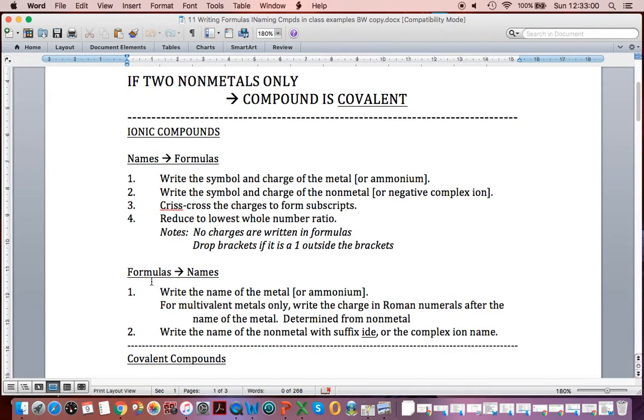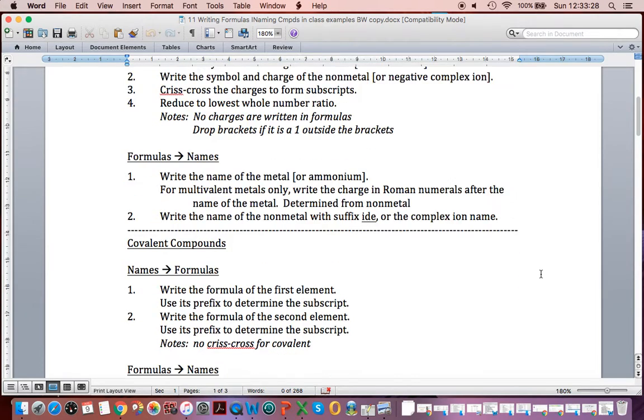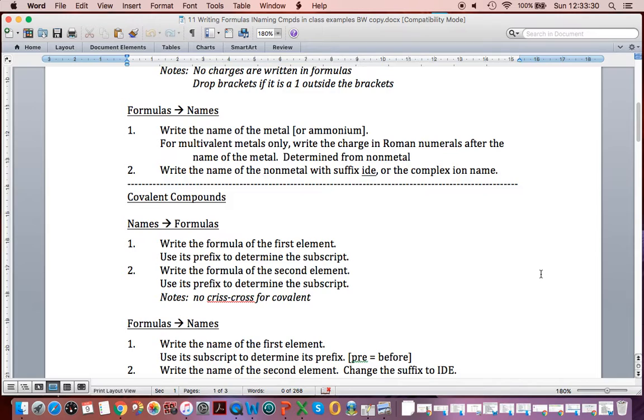When you're going from a formula to a name, you simply write the name of the metal, or ammonium, and you write the name of the nonmetal and its ide ending, or you write the name of the complex ion. If it's multivalent, you have to put the charge in Roman numerals, and you have to calculate that charge from the nonmetals. So if you're not good at this stuff, read through chapter 2, and you can try questions on page 55 for practice. And there are also questions at the end of chapter 2. If you need more worksheets, we'll see what we can do.